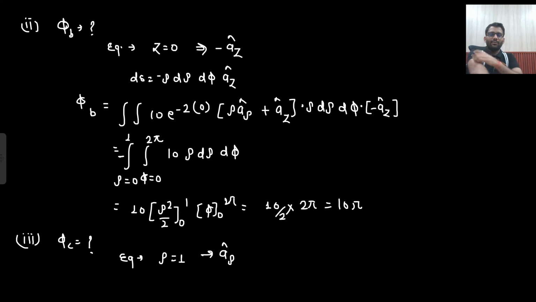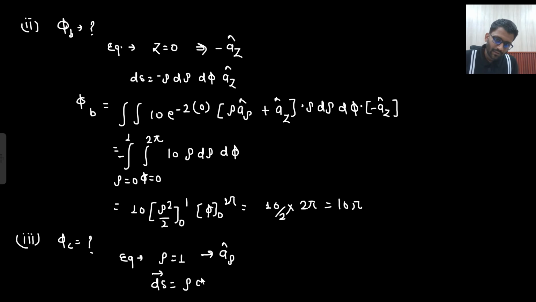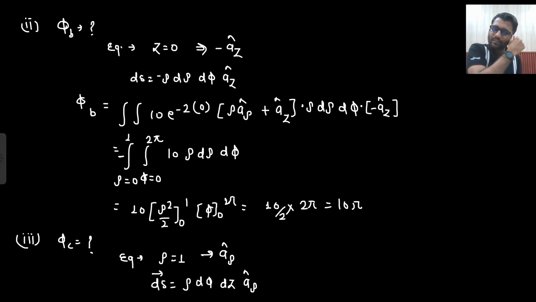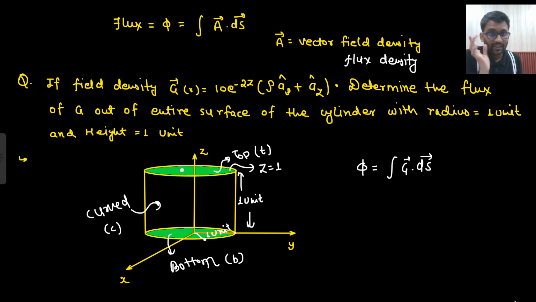I need to add a page. So what will be my dS? Forget about d rho. It is rho d phi dz. Okay, so what will be your F on the curved surface? Z is changing here, so I'm not going to do anything with Z. But rho is constant here, so I can put the value of rho equals 1. So tan e to the power minus 2z.